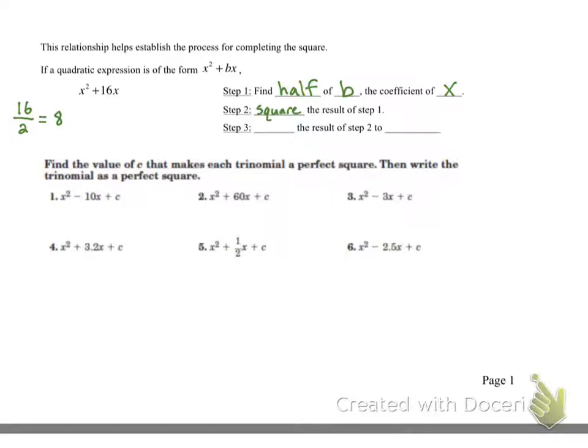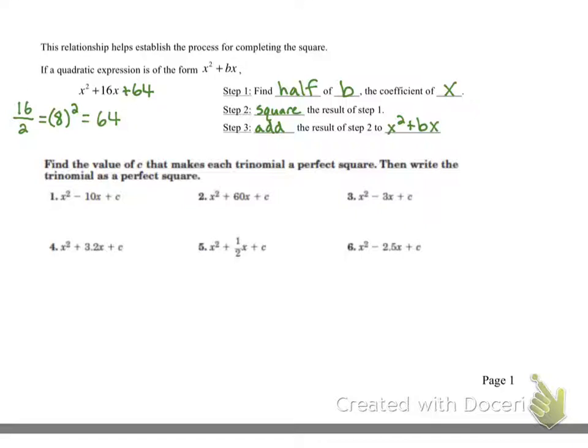Next, you want to square the result of step 1, so you're going to square 8. 8 squared gives you 64. Step 3, add the result of step 2 to x squared plus bx. So you add 64 to the end, you get x squared plus 16x plus 64, a perfect square trinomial. This is part of the whole process of completing the square.